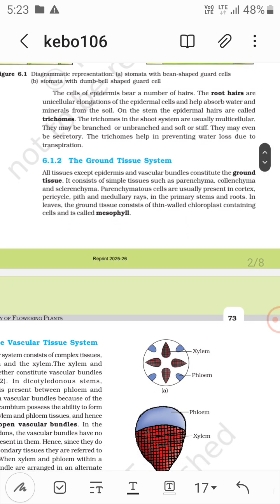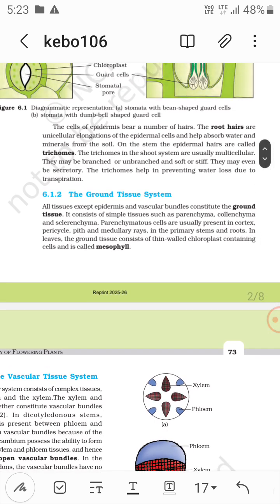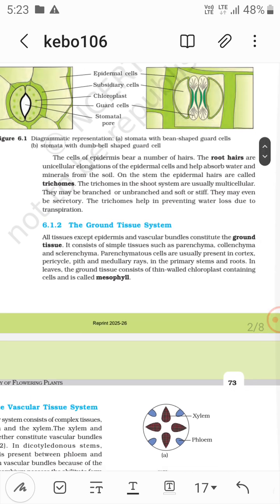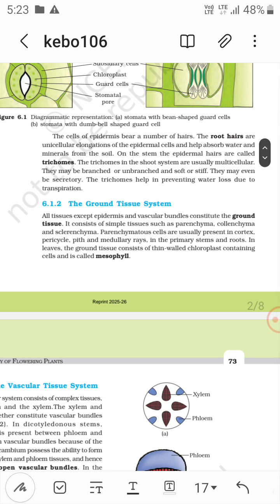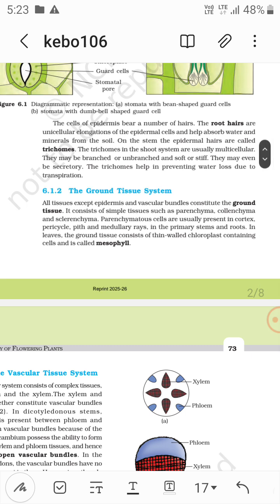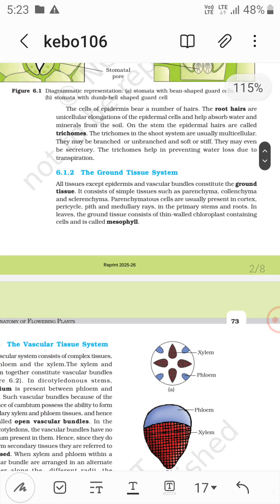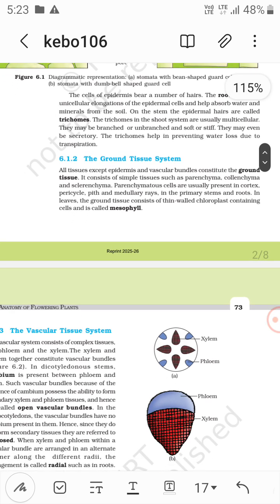Now the ground tissue system. All tissues except epidermis and vascular, that is conducting, tissue systems constitute the ground tissue, right? It consists of simple tissues such as parenchyma, collenchyma, and sclerenchyma. Parenchyma cells are present in cortex, pericycle, pith, and medullary rays in the primary stems and roots. In leaves, the ground tissue system consists of thin-walled, chloroplast-containing cells and is called the mesophyll.